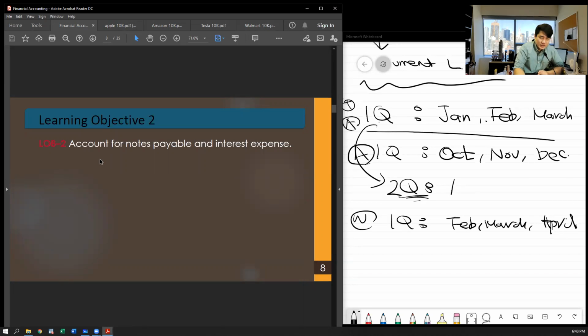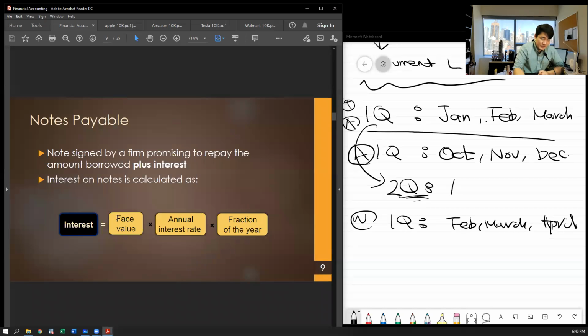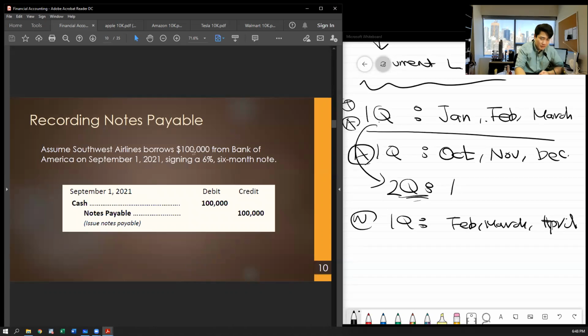Next section, let's talk about notes and interest. This is pretty much what we discussed in chapter 3. Notes are signed by a firm promising to repay the amount borrowed plus the interest. Whenever a company borrows money from a bank, you will report cash on the debit side and notes payable on the credit side. At origination, you report the principal amount, in this case $100,000.